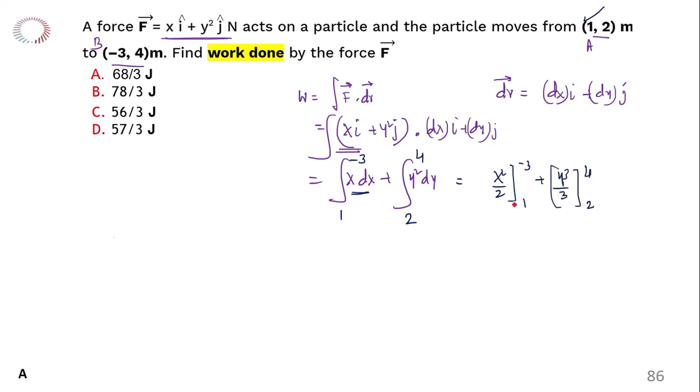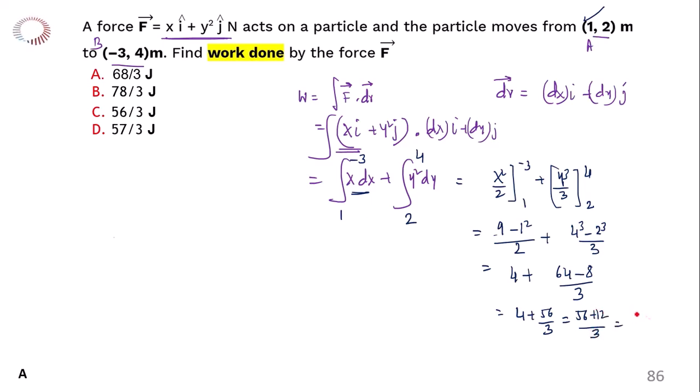Ultimately what I am getting: (3² minus 1²) divided by 2, plus (4³ minus 2³) by 3. So 9 minus 1 means 8 by 2, which is 4, plus (64 minus 8) by 3. 64 minus 8 means 56 by 3. So 4 plus 56 by 3 means (12 plus 56) by 3, which is 68 by 3. So that will be your answer. So 68 by 3 is the work done.